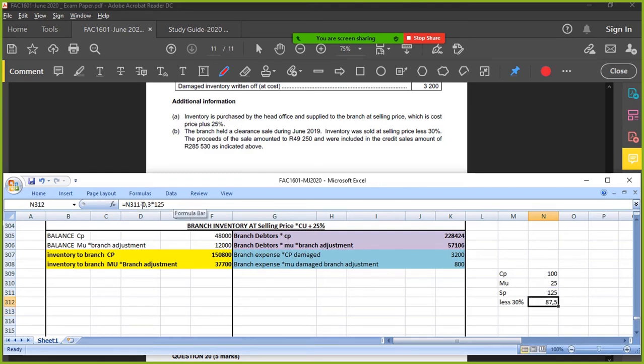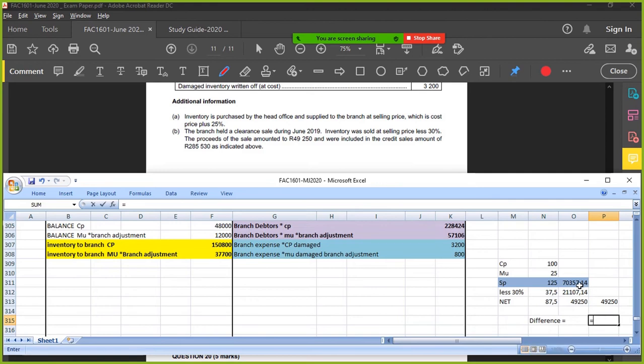Net amounts. Do you agree that the proceeds of the sale amounted to that? So the proceeds were 49,250. What should it have been? It should have been this figure. Do you agree? Yes. So let's work that out. That's what it should have been. If I times that by 30%, I'm going to get that, and if I take this minus that, I'm going to get 49,250. It works. Do you see that? Yes. So the difference is this minus that, which is basically the 30%.